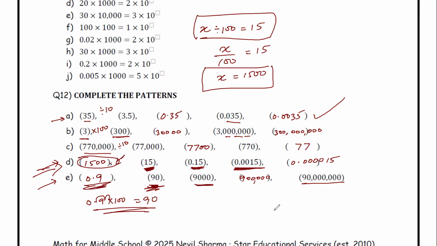And similarly the last one as well. You know that for the last one, after getting multiplied by 100, you get this, right? So again, let it be x, x into 100 gives you 90. So you divide by 100 on both sides. So what you get is x is equal to 90 by 100, which is 0.9. And that's how you get your value of x out here.